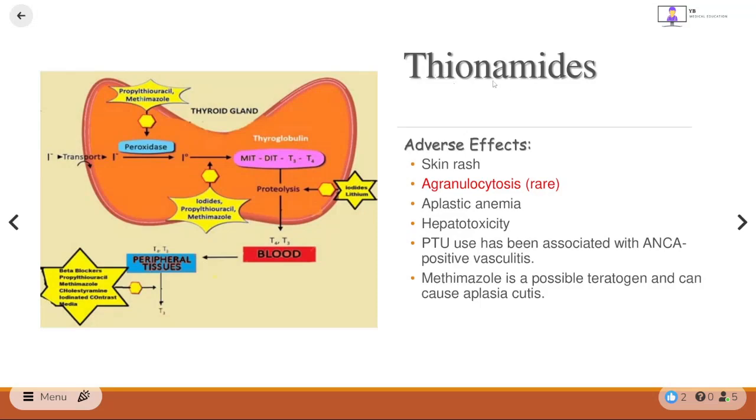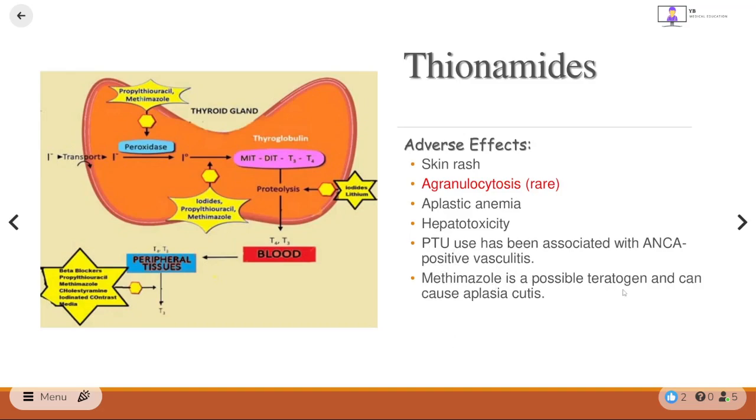Okay, all right. Thionamides, what about the adverse effects? The highest yield one is agranulocytosis, and that's why we keep doing CBC while treating patients with hyperthyroidism with thionamides, to make sure that no agranulocytosis happens. You might get aplastic anemia because of the effect of these drugs on the bone marrow. You also can get hepatotoxicity, like we said. The PTU usually causes hepatotoxicity. Also, PTU has been associated with ANCA positive vasculitis, so P4 positive, ANCA positive vasculitis, PTU.